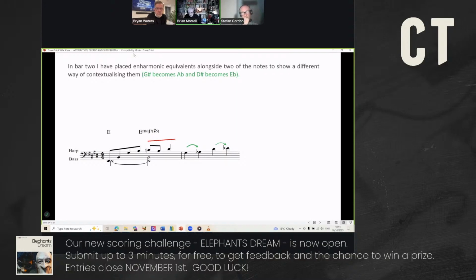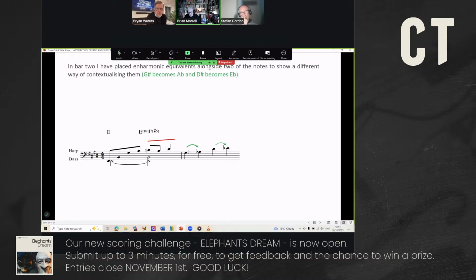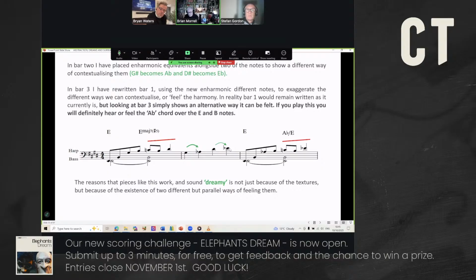In that second bar, what I've done, which is a bit weird, is there's a G sharp and there's an A flat. It's the same note, but it's a different way of hearing it. It's basically an enharmonic version of it. Same with that, that's a D sharp and that's an E flat. Same sound, but different notes. Now the reason I've done that is that if you were playing this music here, let's just play that bar again.